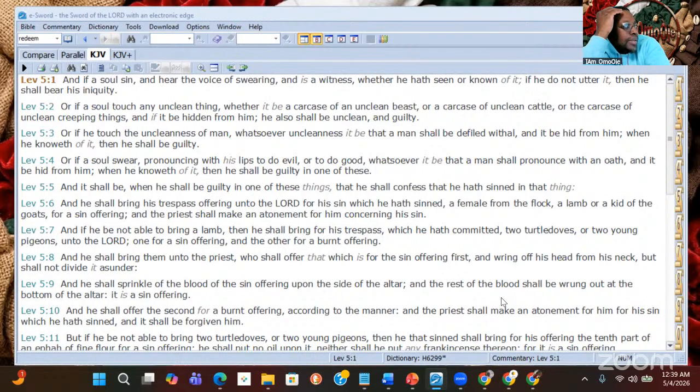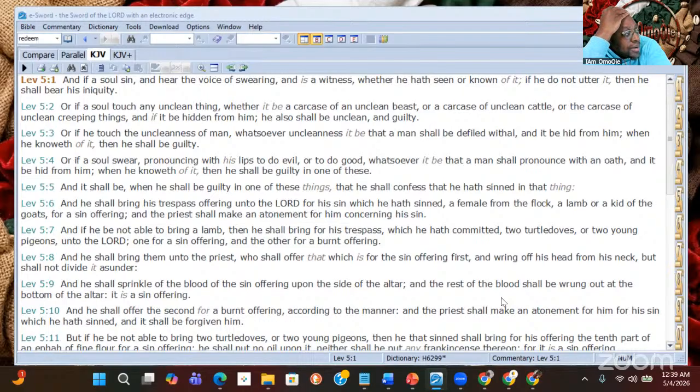If a soul sin and hear the voice of swearing, and is a witness, whether he has seen or known of it, if he does not utter it, then he shall bear his iniquity. Or if a soul touch any unclean thing, whether it be a carcass of an unclean beast, or of unclean cattle, or of unclean creeping things, and it be hidden from him, he also shall be unclean and guilty. Or if he touch the uncleanness of man, whatsoever uncleanness it be that a man shall be defiled withal, and it be hid from him, when he knows of it, then he shall be guilty.